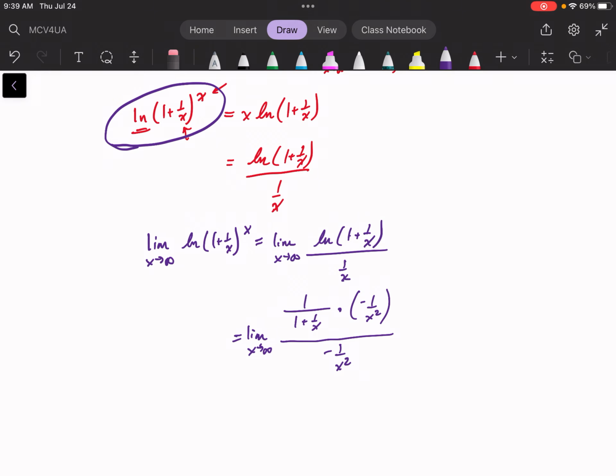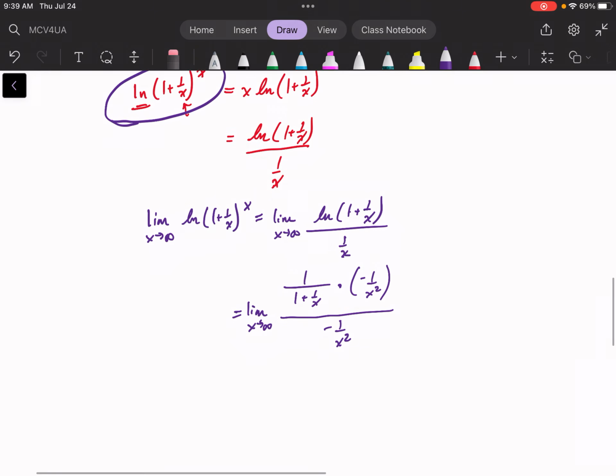Okay, well, I could do some canceling now. So this cancels with this one. So this just works out to be the limit as x approaches infinity of 1 over 1 plus 1 over x. Okay, well, this limit as x approaches infinity, this value goes towards 0. So this overall limit just turns out to be equal to 1.